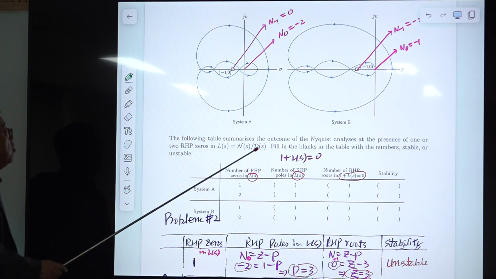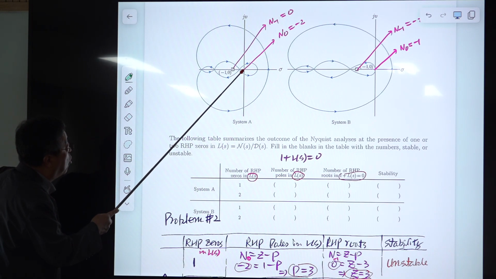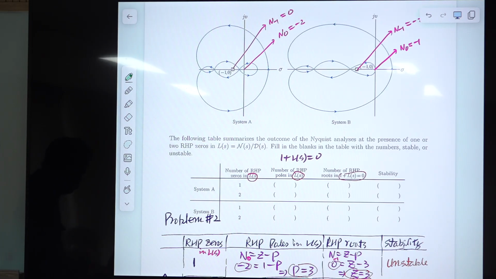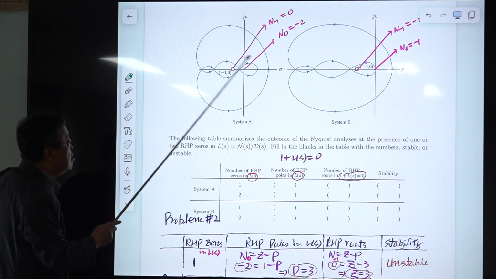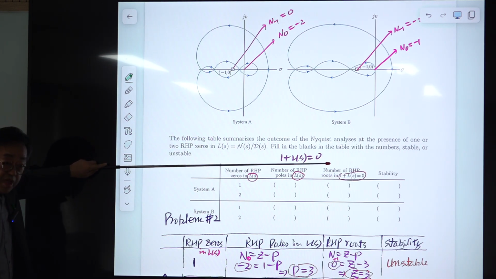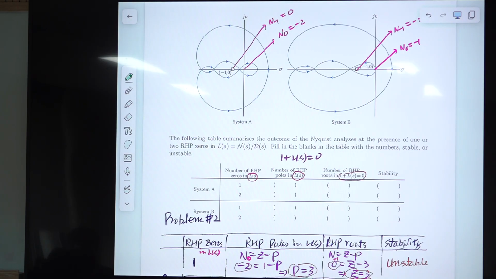And Cauchy's theorem originally talks about the encirclement of the origin and the number of poles and the number of zeros. Okay, Nyquist is something else. So it concentrates on this. So Nyquist analysis is focusing on this, right? And this one is Cauchy's theorem, and L(s) is N(s) divided by D(s), okay?